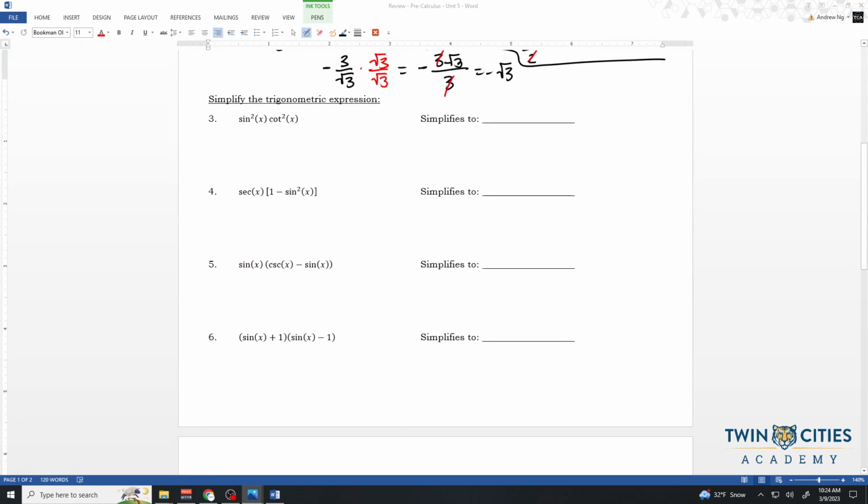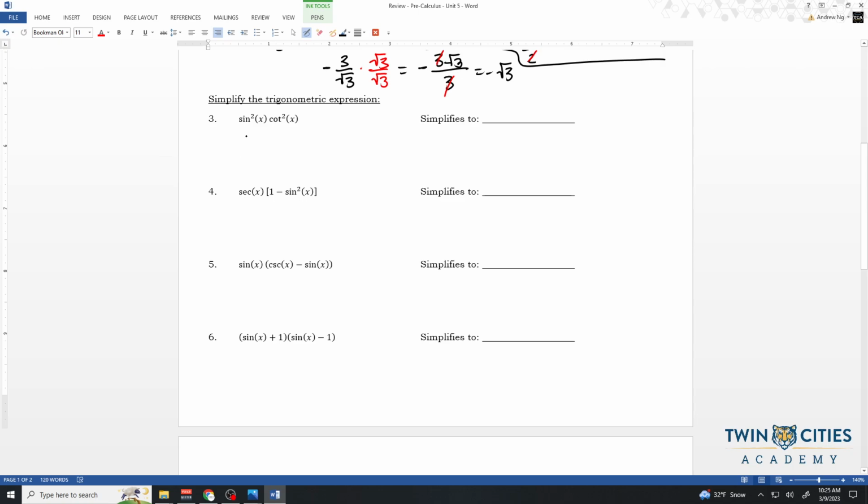Simplify the trigonometric expression. Okay, so oftentimes when I'm working on problems where I want to simplify trig functions, trig expressions, I want to change everything to sines and cosines if they're not already there. So when I see number 3, sine squared of x, perfect, that's already in sine, but cotangent is not. Cotangent is cosine over sine. So that means that cotangent squared would be cosine squared over sine squared.